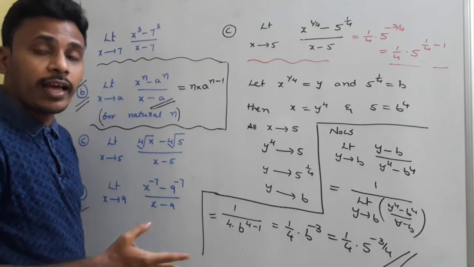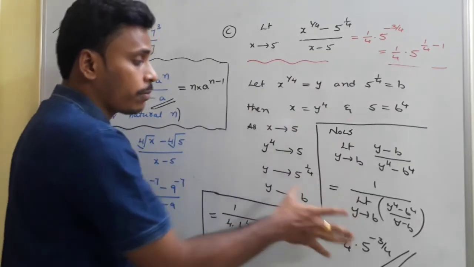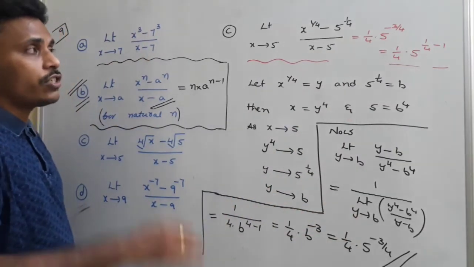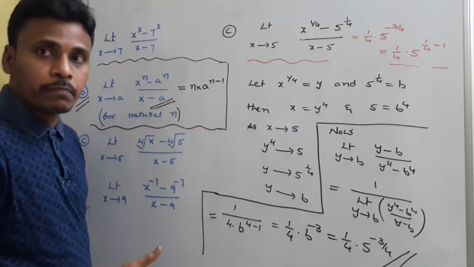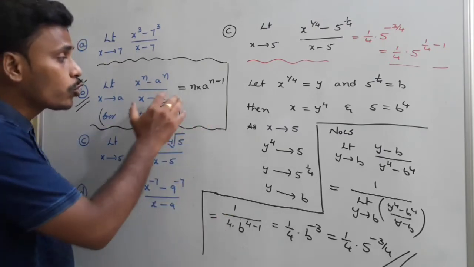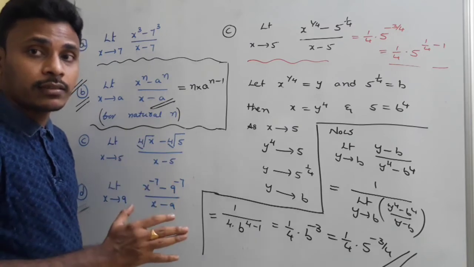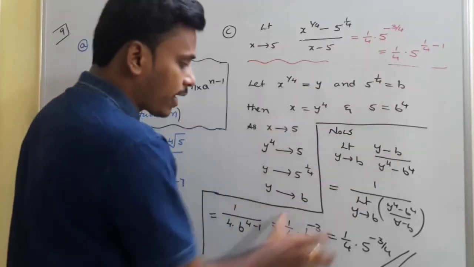Okay, but every time it is not required to solve in such a manner. Every time we usually just use this formula directly. But how is it useful for rational n? The answer for that question is this explanation.